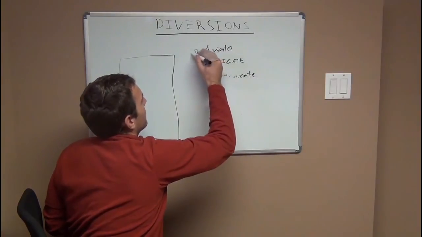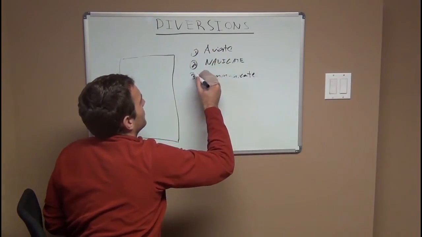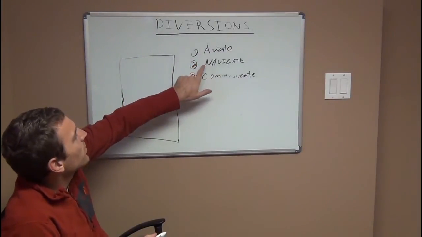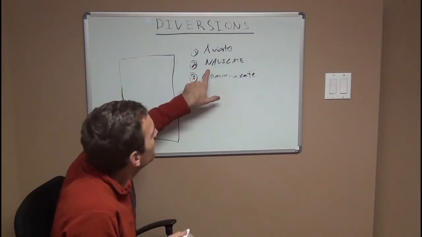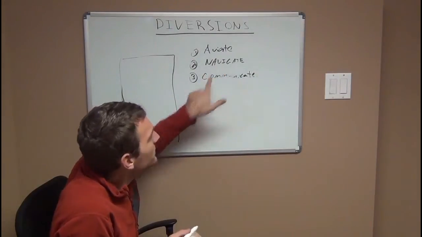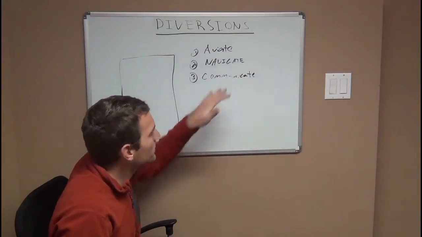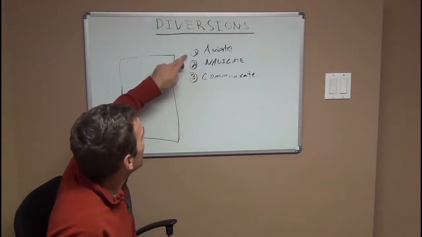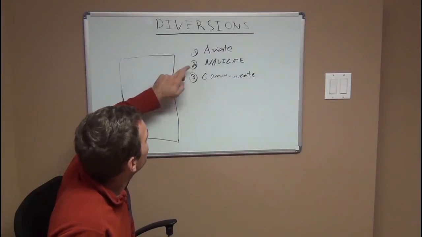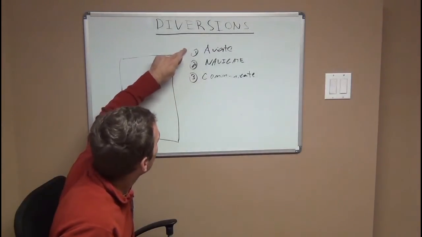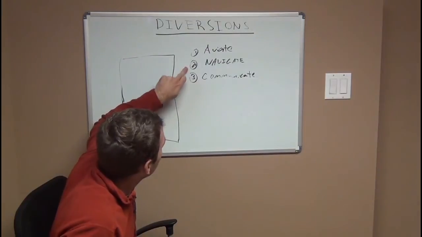Okay, in that order. So the first one is aviate: you've got to fly the plane first. You want to plan a diversion, and it could be a situation where you've got to figure this out very quickly, so there's a little bit of stress on you. But don't forget to fly the plane first. Aviate first, navigate second, and communicate third.